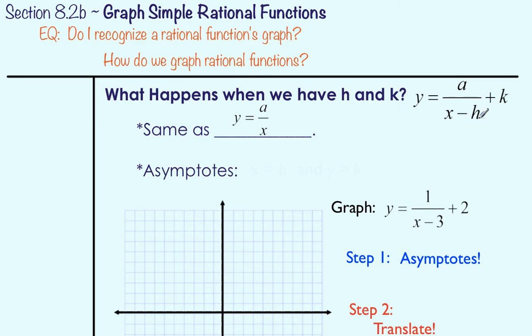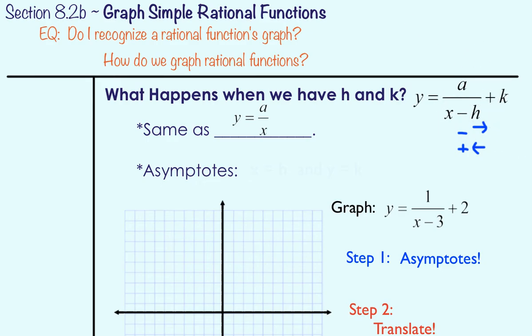Remember that when you have h, you do the opposite, and it's going to move you horizontally. So if it's a negative h, we're really going to go to the positive side, right? So we're going to move to the right. And if it's plus h, we're really going to go to the negative side. So we'll move to the left, however many units that is.